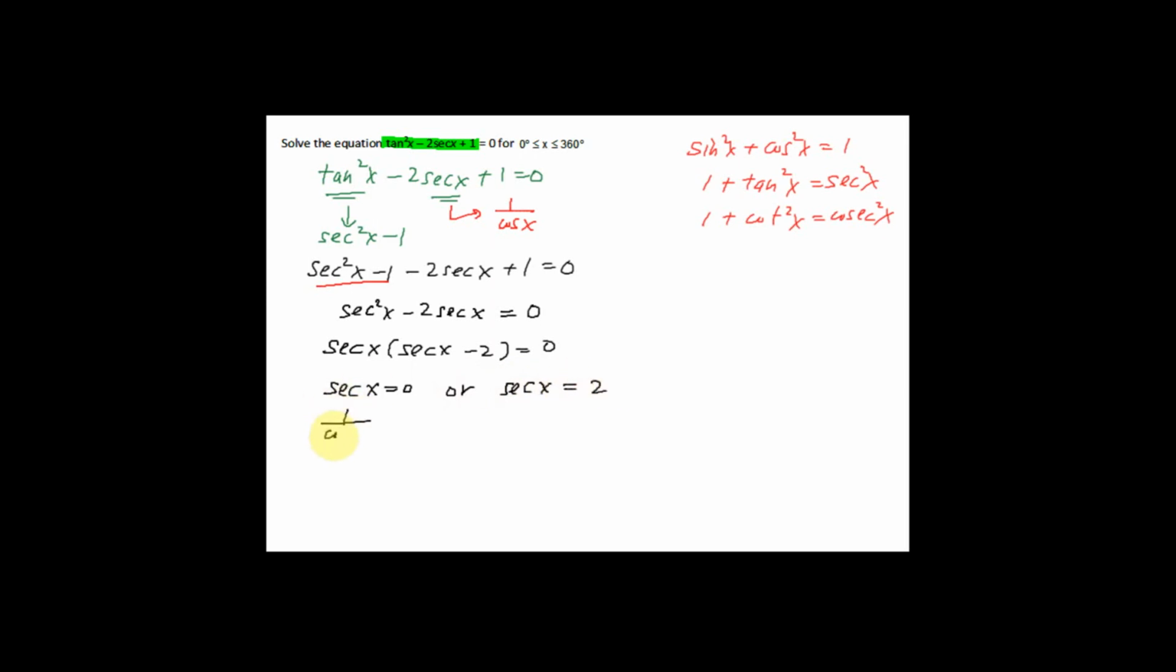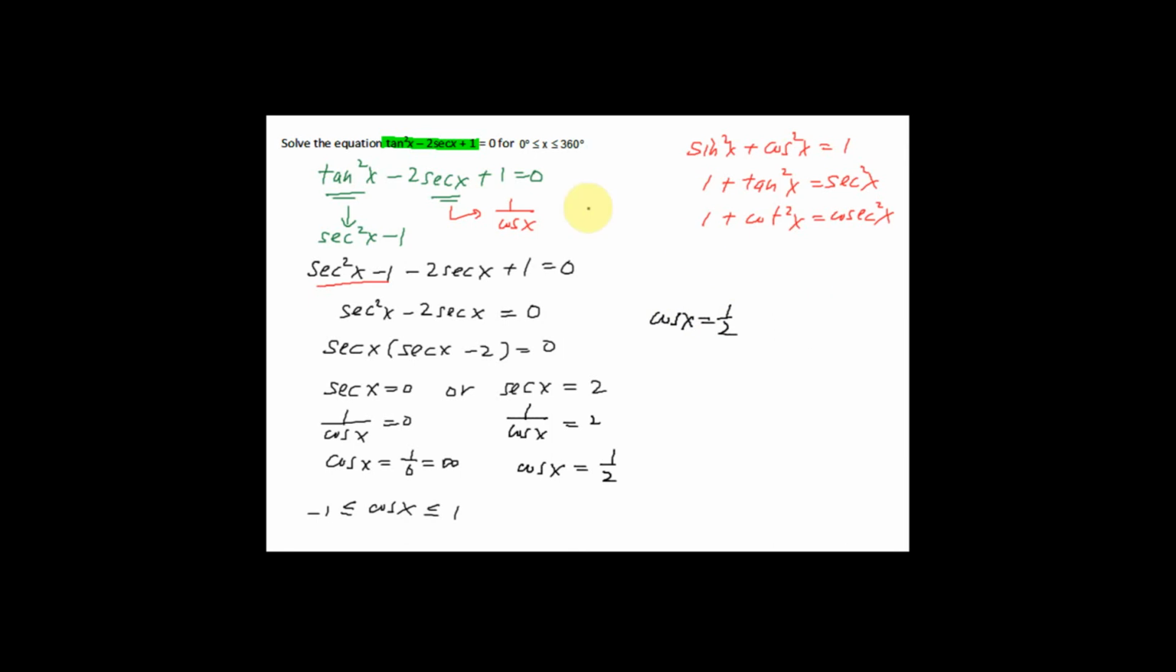Secant x equal to 0 implies 1 over cos x is 0 and cos x equal to 1 divided by 0, which is infinity. So you do not have an answer for this x here because remember your cos x is between negative 1 and 1. Now for this equation, you have 1 over cos x equal to 2. Therefore, your cos x equal to half.